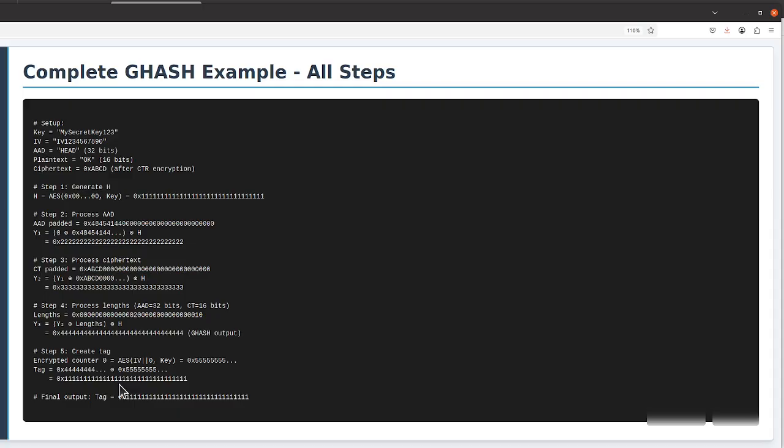Step 5. Create tag. First, encrypt counter 0. AES, with IV 12...90 concatenated with 000...0 and the key, equals 0x55...55. The tag is calculated as GHASH XOR the encrypted counter. This equals 0x44...44 XOR 0x55...55, resulting in 0x11...11. This is the final authentication tag sent with the ciphertext.